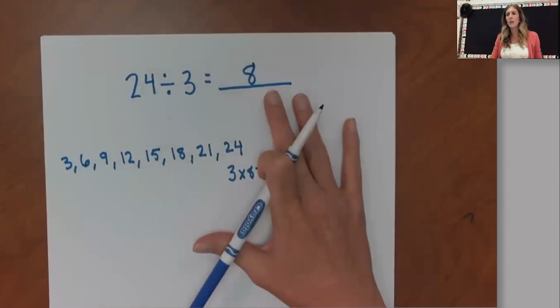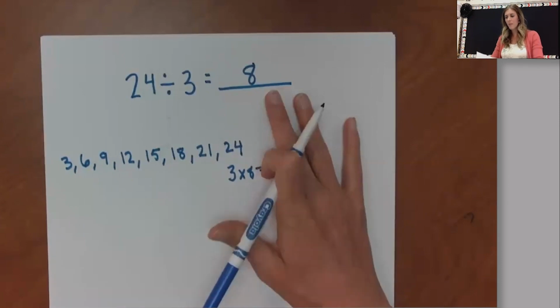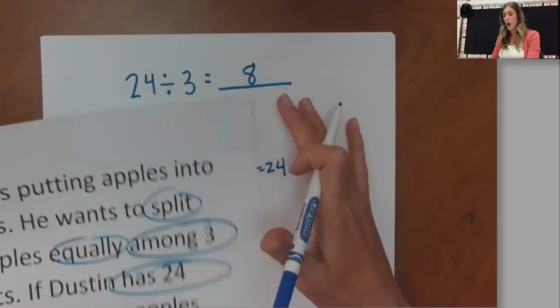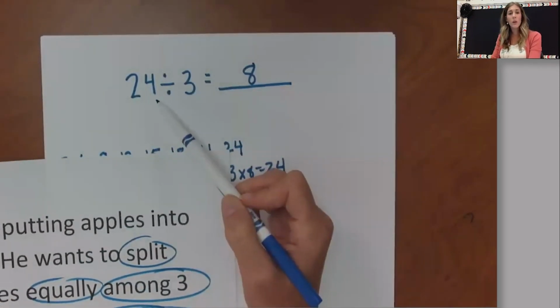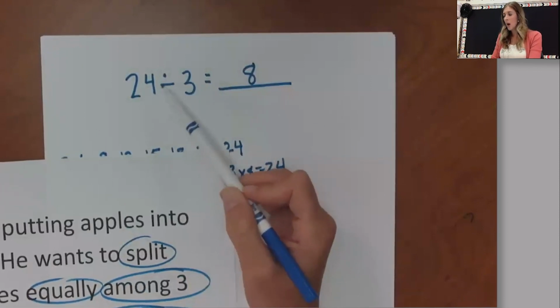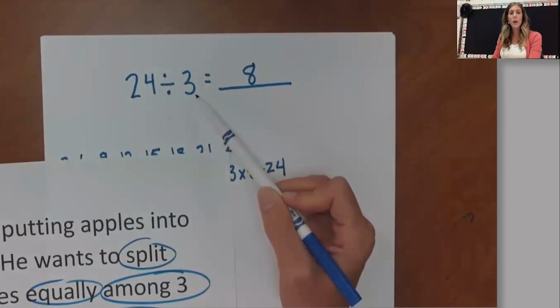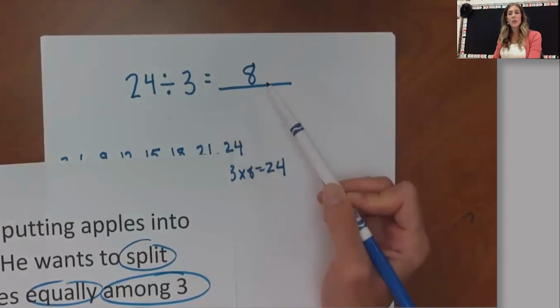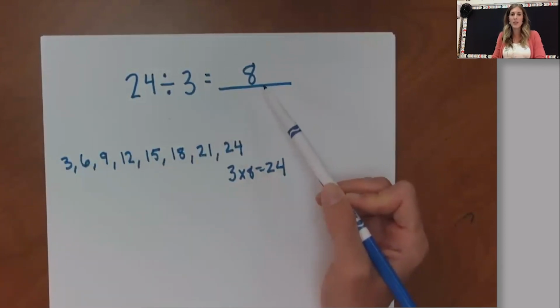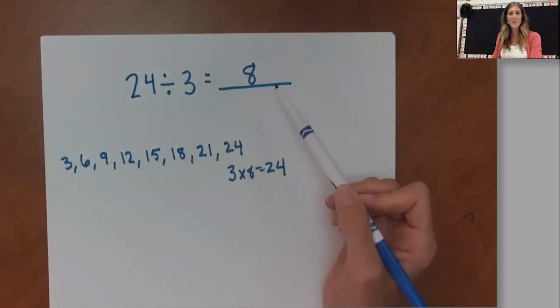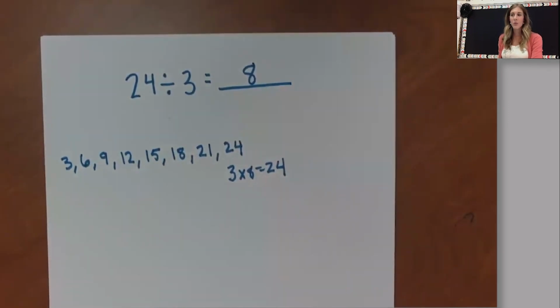Think back to the context of our problem. 24 was what? The 24 total apples, our dividend. And we wanted to split them equally into 3 baskets, our divisor. So we can see in our solution, our quotient, that Dustin can pack 8 apples into each basket. For the next division problem, we're going to work with some larger numbers.